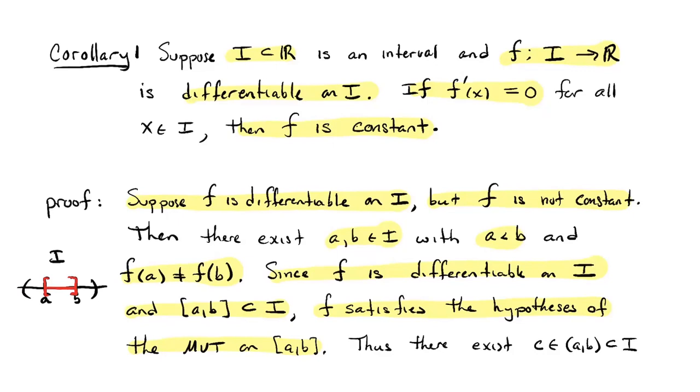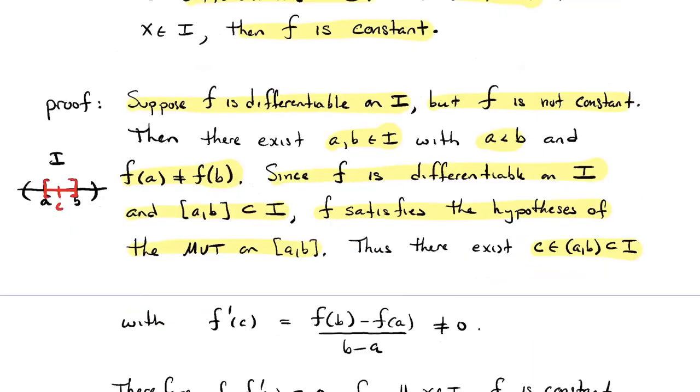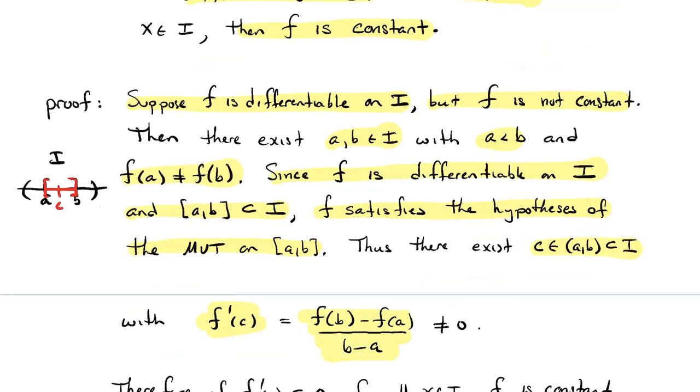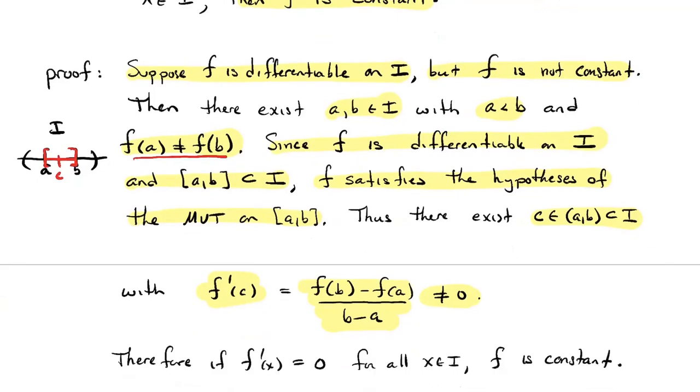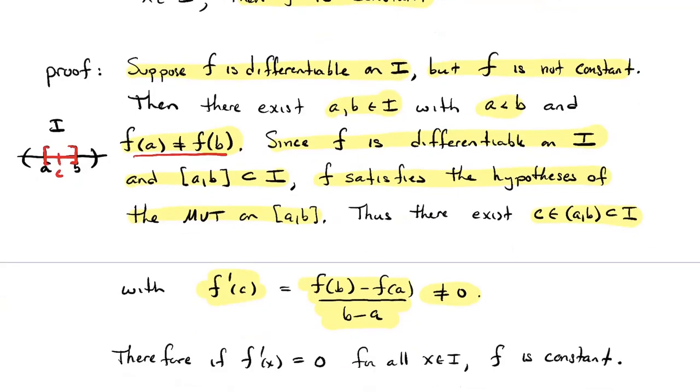The mean value theorem says there has to be some number c somewhere between a and b. Maybe there's a bunch of them, but there has to be at least one that makes the derivative of this function equal to that average rate of change, f of b minus f of a over b minus a. But we're supposing that f of a and f of b aren't the same. So the numerator of that fraction isn't 0, so the fraction's not 0. Okay, so what did we prove? We proved that if f isn't constant, under the assumption that it's differentiable on I, then its derivative cannot be identically 0. So by contrapositive, if the derivative is identically 0, then the function must be a constant.